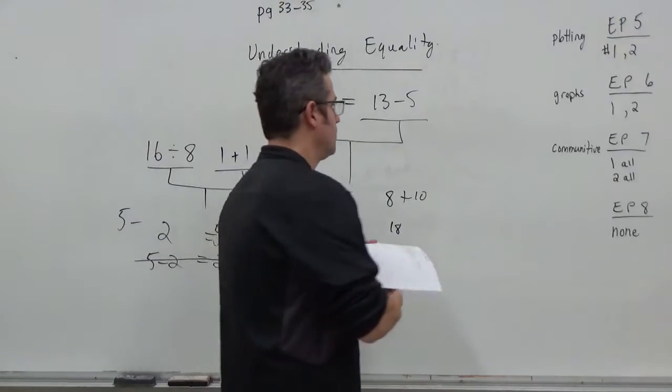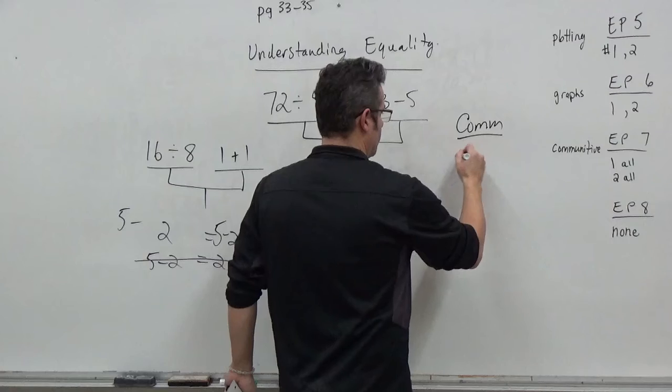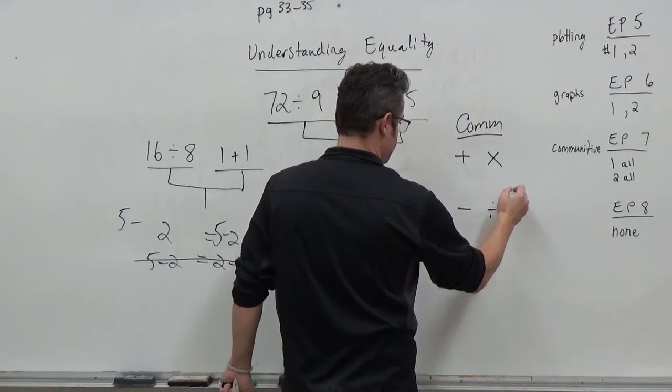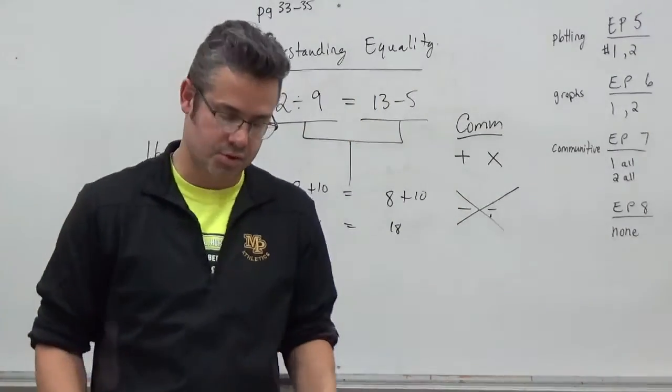So which of those would you be able to do using the commutative property? And remember, the commutative property is only for adding and multiplying. It is not for subtracting and dividing. It does not work for those two.